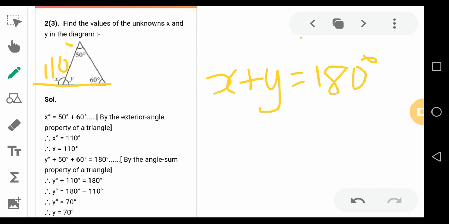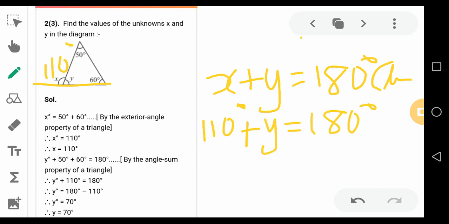Okay. So what is x? So you have to write the reason. What is the reason? Linear pair. You have to write the reason. And what is x? X is equal to 110 degree plus y is equal to 180 degree. So y is equal to 180 minus 110, and that is equal to 70 degrees.